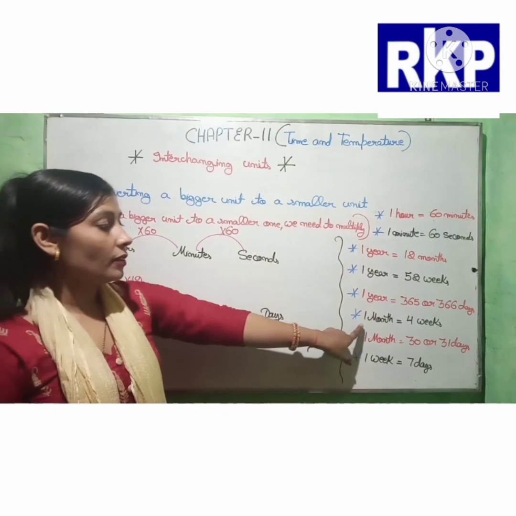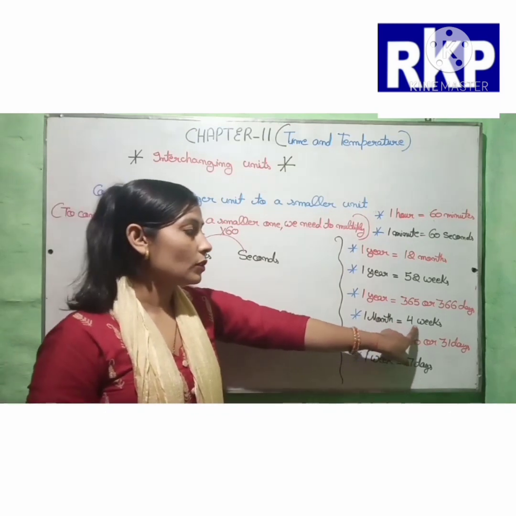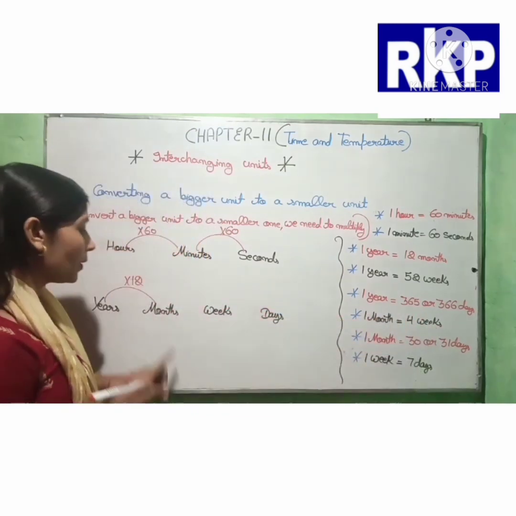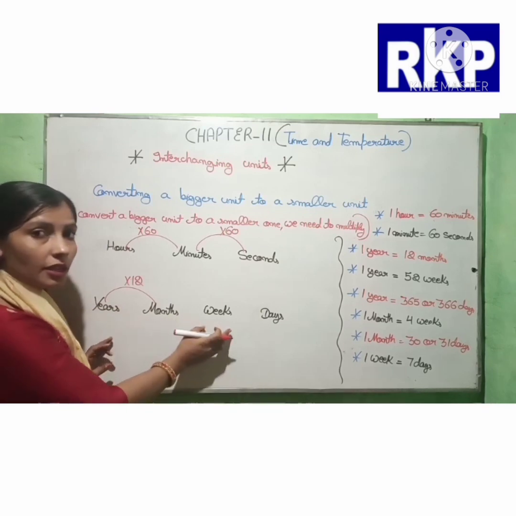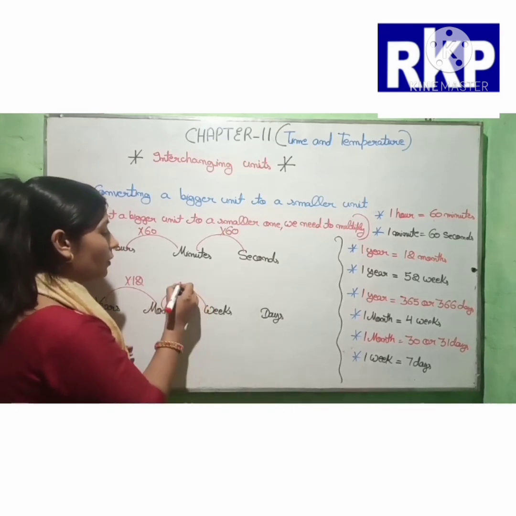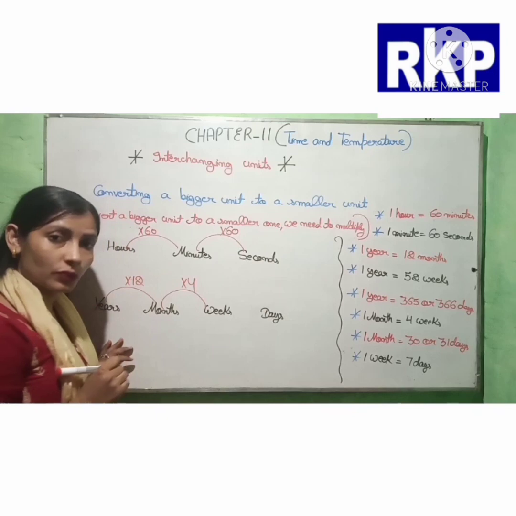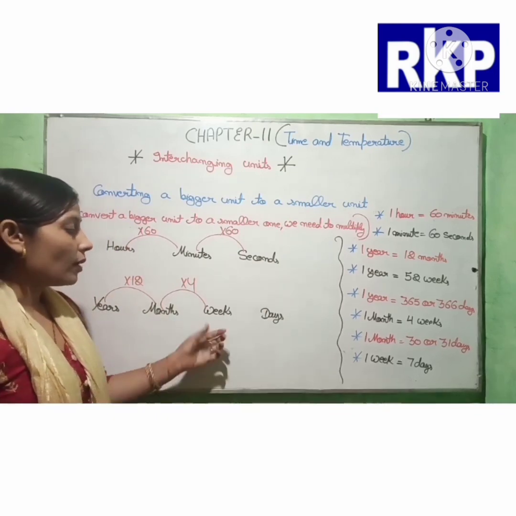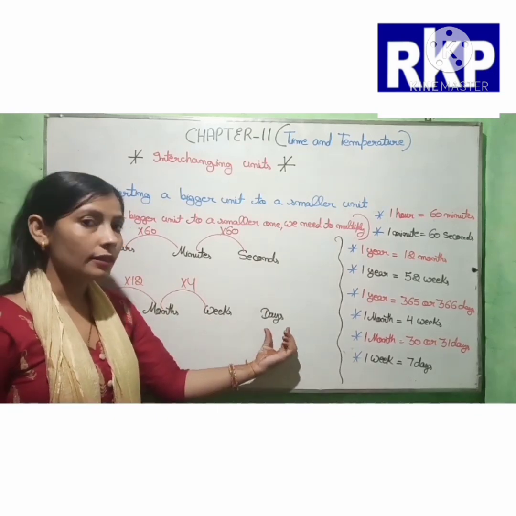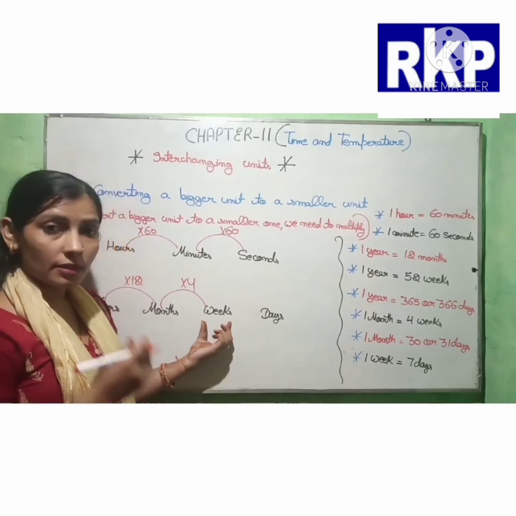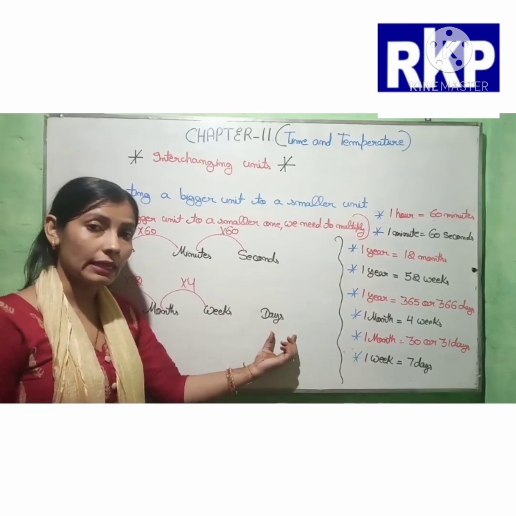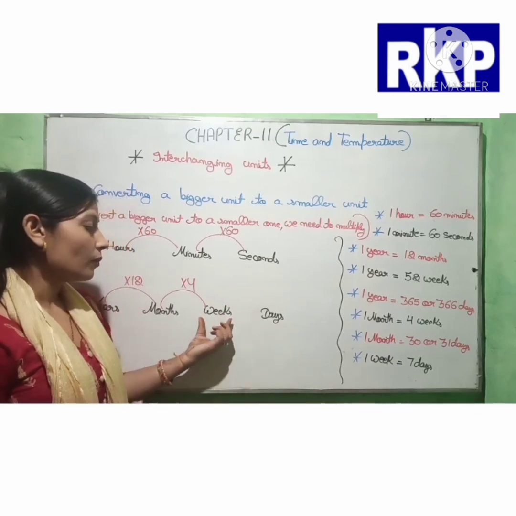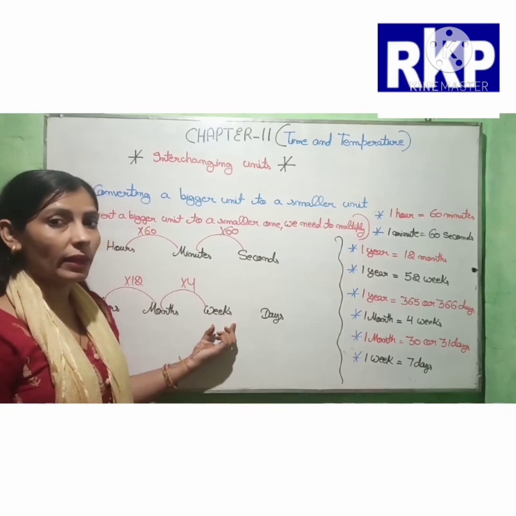Here you can see 1 month is equal to 4 weeks. So when we convert month into weeks, then we need to multiply with 4. And here we have weeks, and here days. Weeks is greater than days. Okay, we know 1 week is equal to how many days?